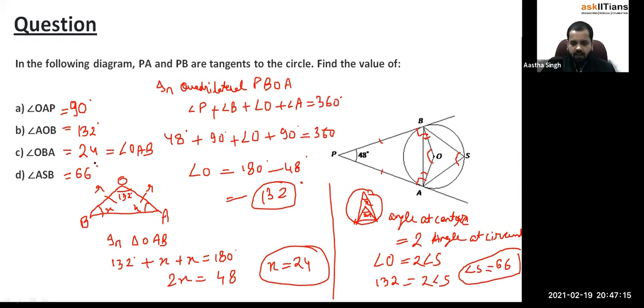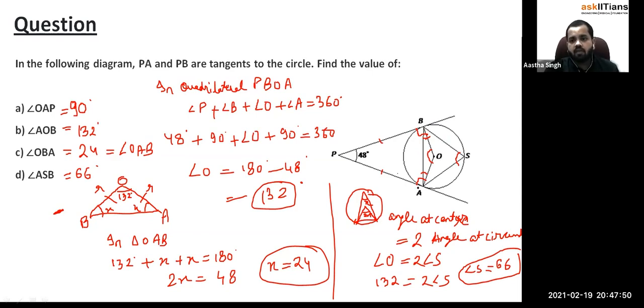I think the question is a very good question to make your concepts clear. Let me summarize the question in a single flow. How will you find it? The diagram was clear. We were given only angle P. The question asked to find angle OPB, and angle OPB and angle OAP will both be equal to 90 degrees. Why? Because the radius makes an angle of 90 degrees with the tangent at the point of contact.